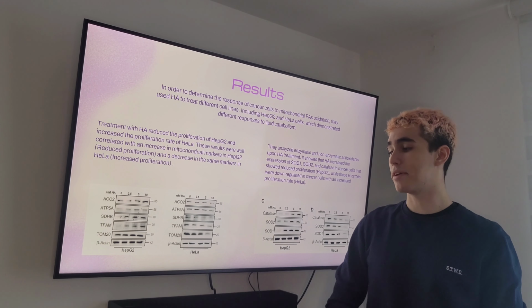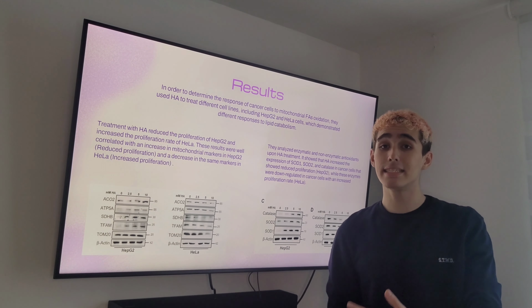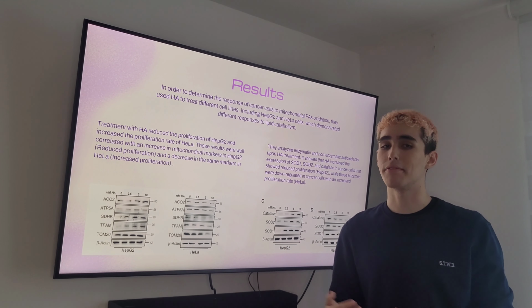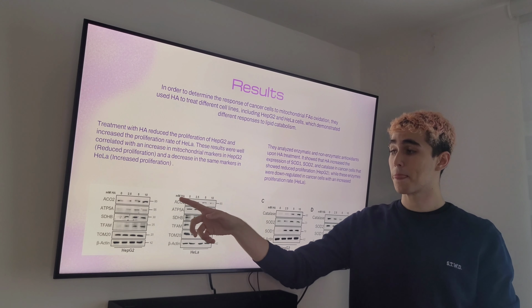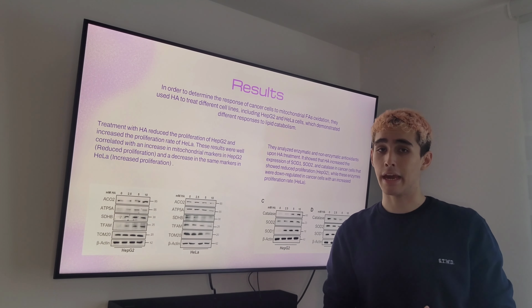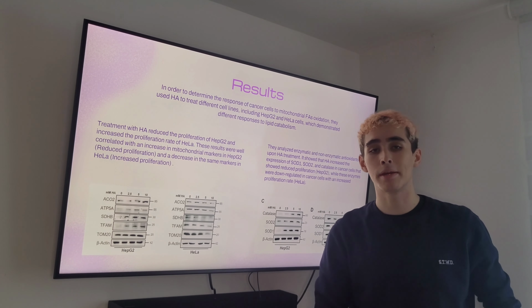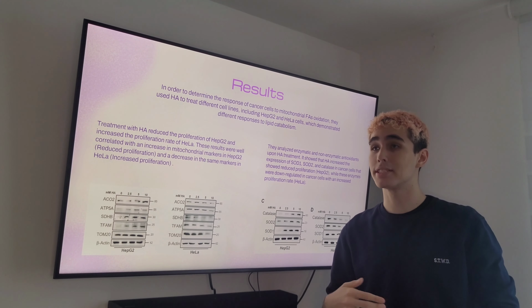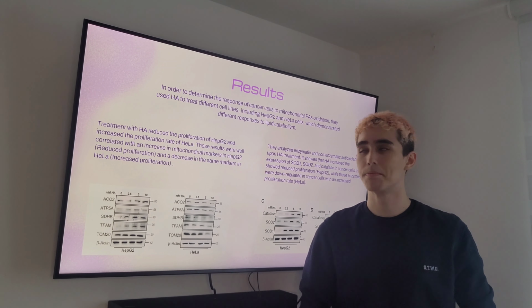In this graphic, we have the HeLa cells, which are cells that need the ROS to proliferate. So we are going to see that at a higher concentration of the fatty acid, we are going to have lower concentrations of the mitochondrial markers. This is because these cells need the ROS to grow.